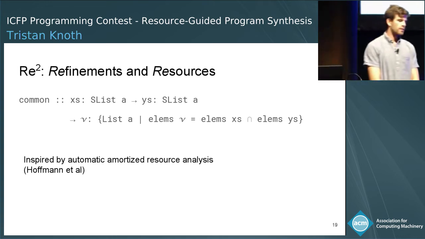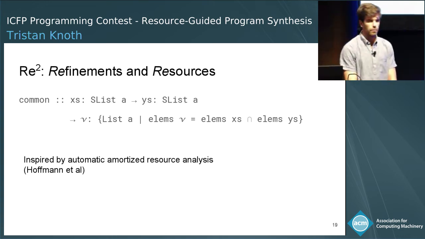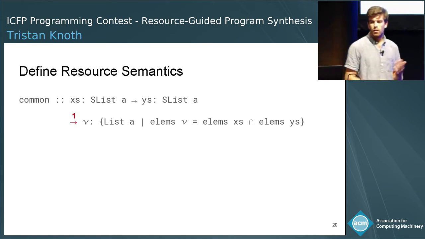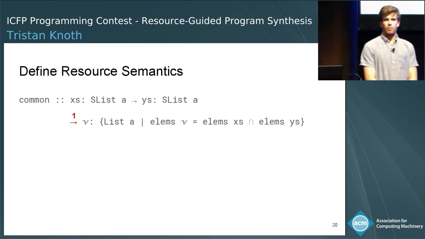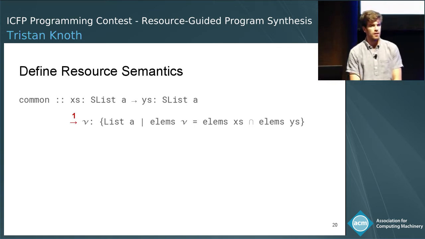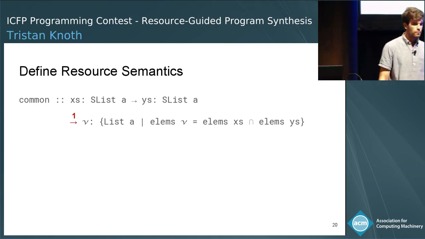We'll start with the exact same type signature for common I showed you before, and then we'll add some information about its resource usage. It's worth noting that this technique is inspired by automatic amortized resource analysis, but we needed to extend it with polymorphism and dependent resource annotations in order to effectively specify synthesis problems.